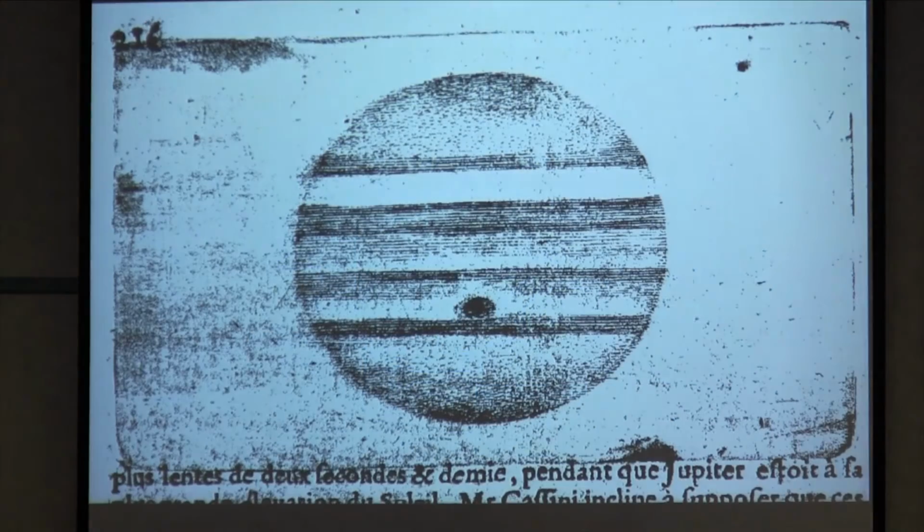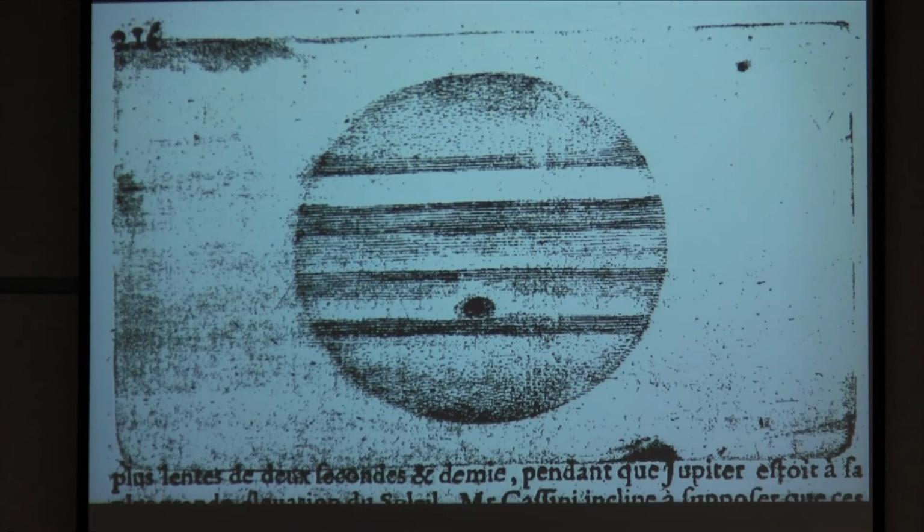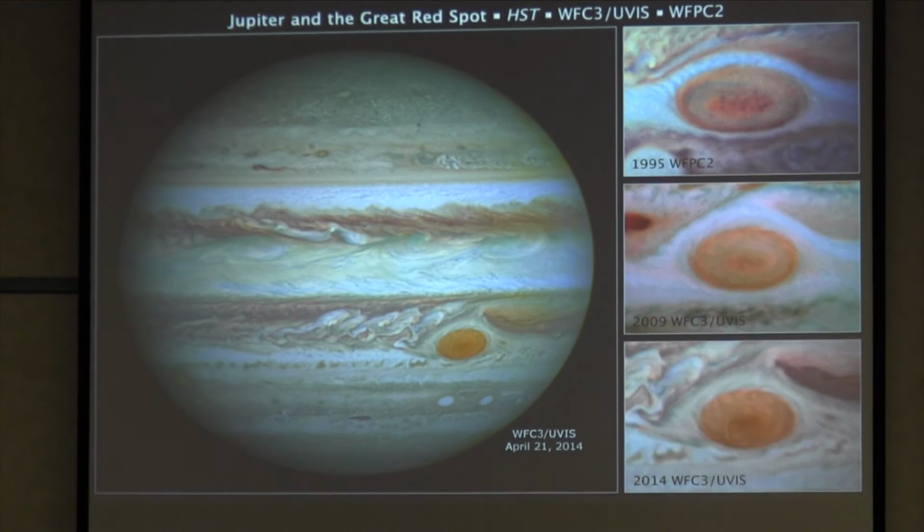So this is a drawing from 1677 by Giovanni Cassini, and that sure looks like the Great Red Spot. But as I said, we don't have continuous observations to confirm it. What we do have with Hubble is the fact that the Great Red Spot is shrinking. This is a 1995 image, a 2009 image, and a 2014 image. Somebody has said it's as big as three Earths, and I said that's no longer true, because it has been shrinking.